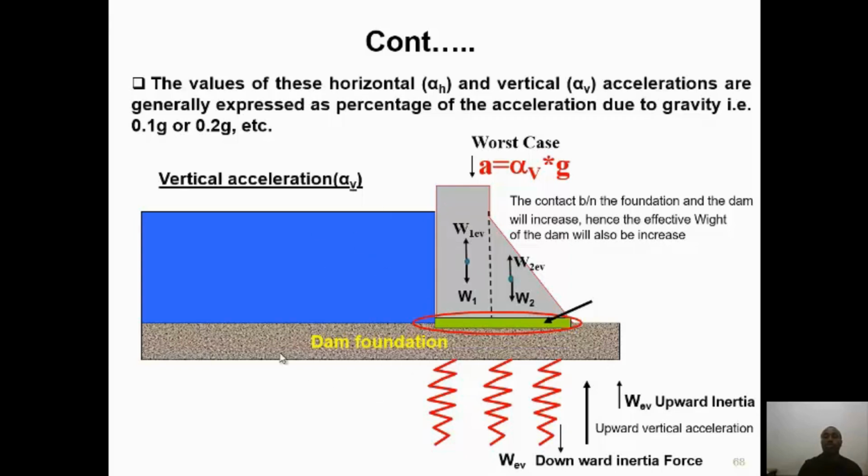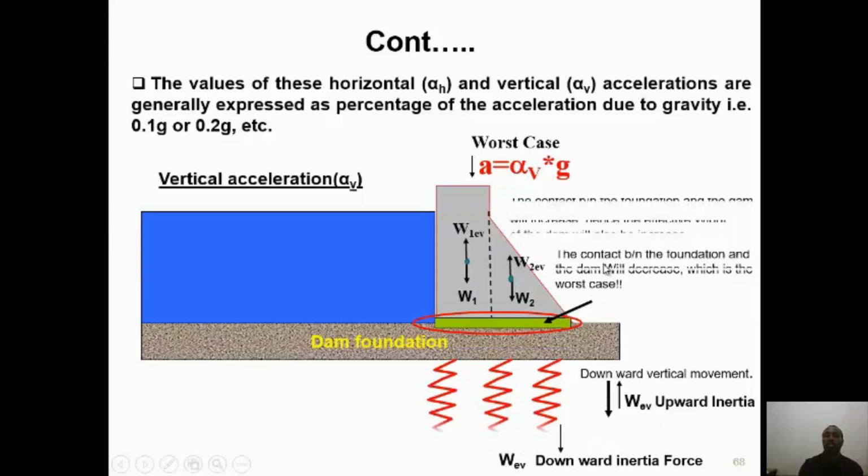This is important. The worst case is when acceleration is downward, inertia will be upward. So W1 EV and WT EV are in the upward direction. When earthquake acceleration is in the upward direction, the contact between dam and foundation will increase. You can see like this. If it is downward acceleration, then you have upward inertia. So this is the worst case.